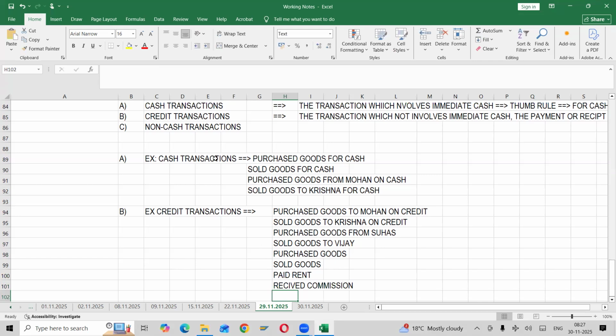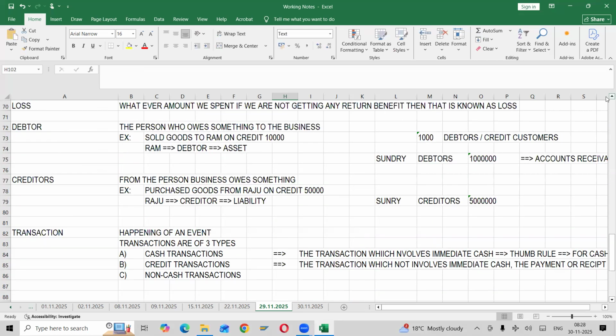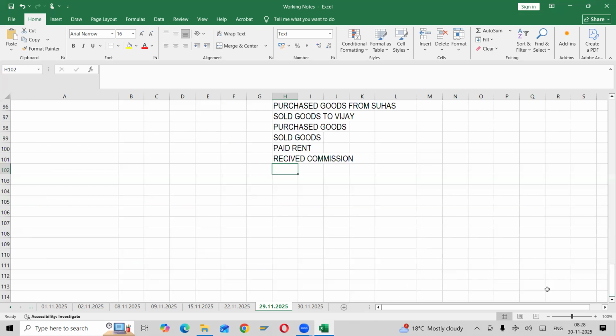Now you got the clarity between cash and credit transactions. Okay, so this is important, because we need to understand cash or credit transactions. Next one. So till here, any questions? Goods, capital, right? These are the basic terminologies we need to remember. And apart from that, we need to remember a few more things.